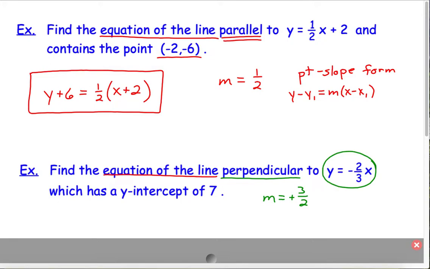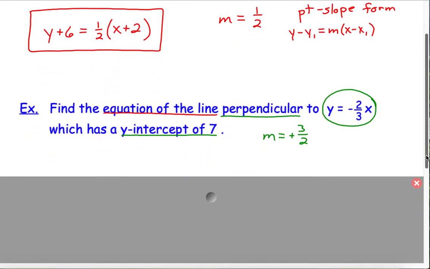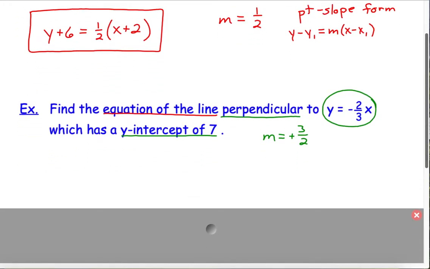Now what else did they tell me? It has a y-intercept of 7. Well, that would mean that it would be easiest, instead of doing point slope form, how about we do slope intercept form? And that is y equals mx plus b. Because I figured out the slope and they gave me the y-intercept, the b. So I can write my answer as y equals, you don't have to write the positive, 3/2 x plus 7.